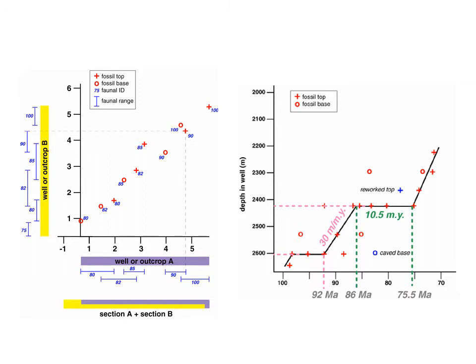And if we have absolute age dates for this, we can apply that time and figure out how many millions of years we were accumulating sediment and how much. So for example, between about 92 million years and 86 million years, we accumulated 30 meters of sediment per million years.